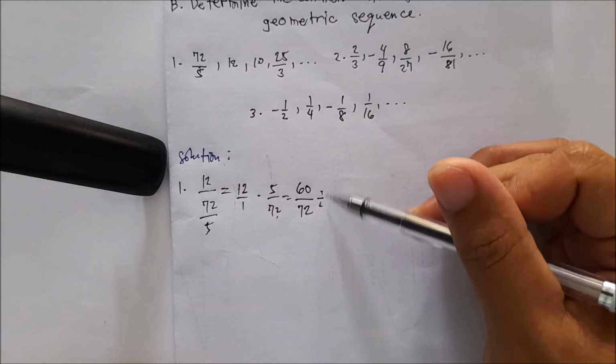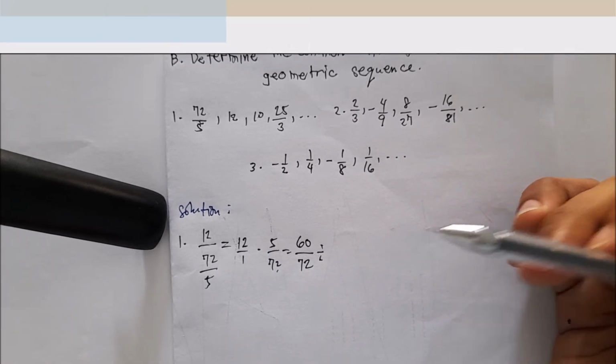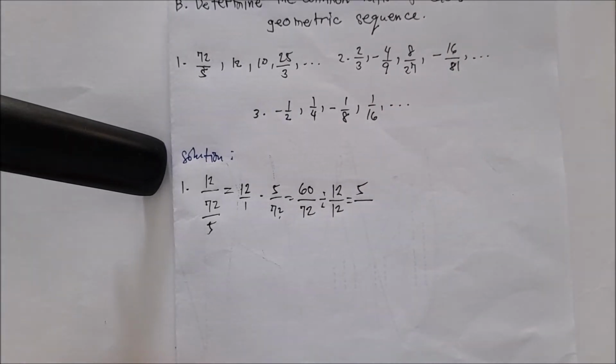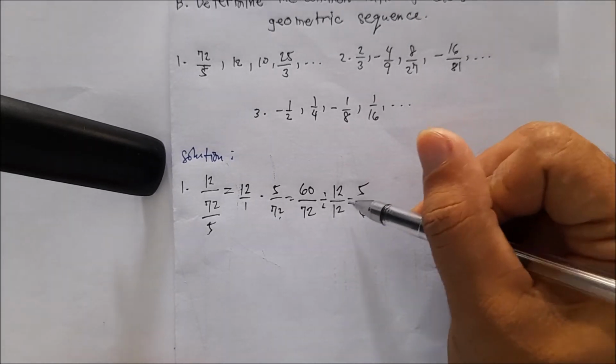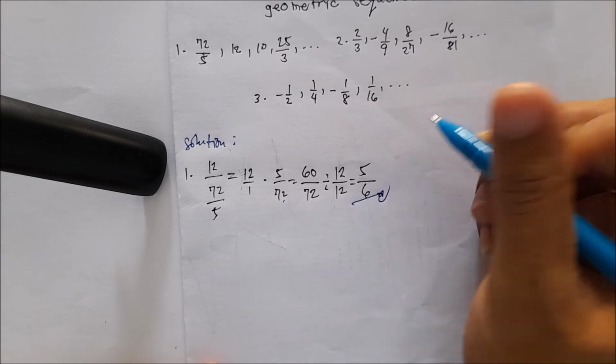So what is the common divisor of 60 and 72? 60 divided by 12 is equal to 5. And 72 divided by 12 is equal to 6. So the answer is 5 over 6.